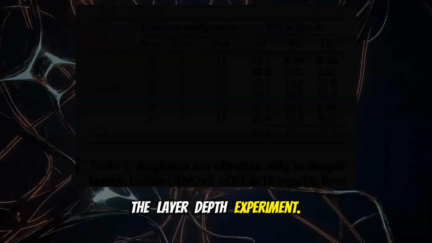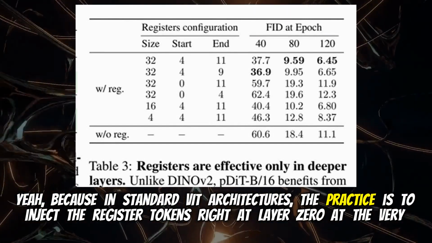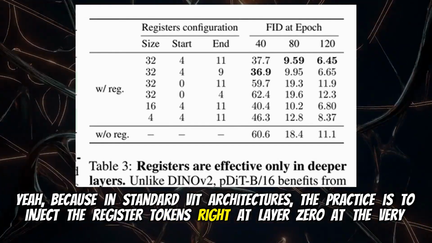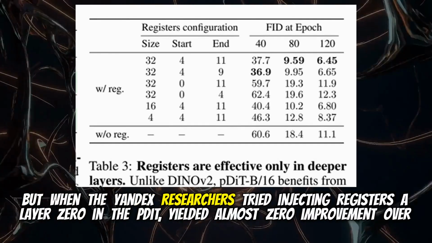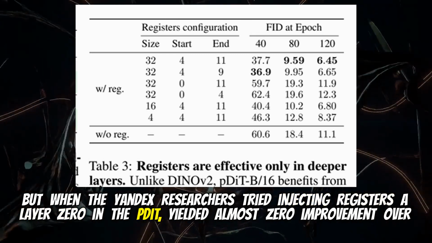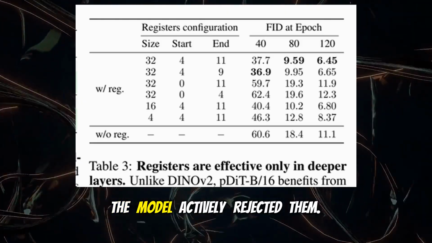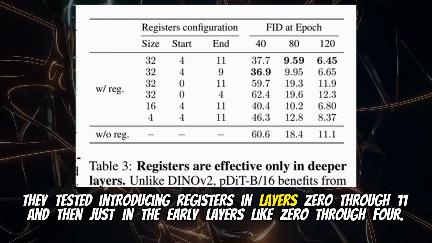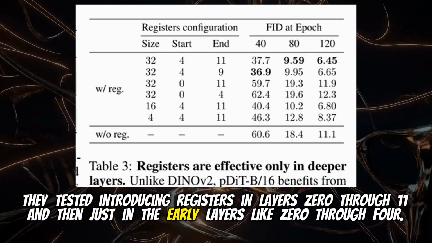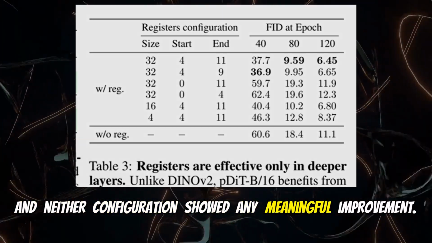The layer depth experiment. Yeah, because in standard ViT architectures, the practice is to inject the register tokens right at layer 0, at the very beginning of the network. But when the Yandex researchers tried injecting registers at layer 0 in the DiT, it yielded almost zero improvement over the baseline. The model actively rejected them. It's wild. They tested introducing registers in layers 0 through 11, and then just in the early layers, like 0 through 4, and neither configuration showed any meaningful improvement.